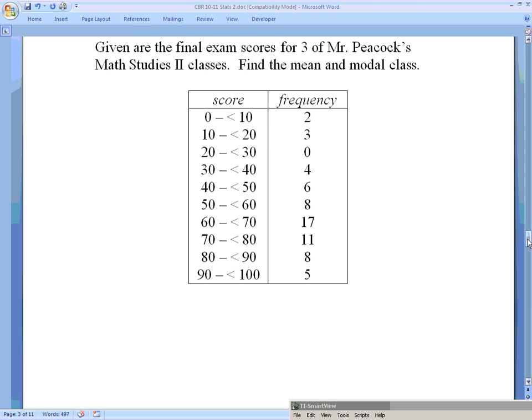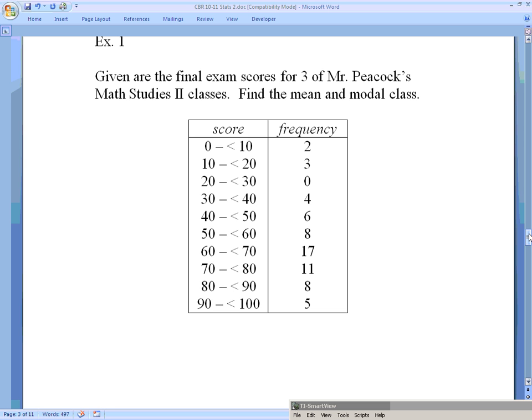So here I've got a list of data that is grouped data, continuous data, and we have scores that go from 0 to 10, and then from 10 to 20, 20 to 30, so on and so forth, and then frequencies that go with that. So that means I have 2 values that lie somewhere between 0 and 10. I have 8 values that lie somewhere between 50 and 60. 5 values that lie between 90 and 100, so on and so forth.